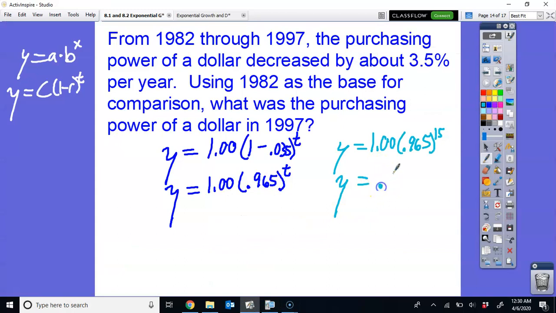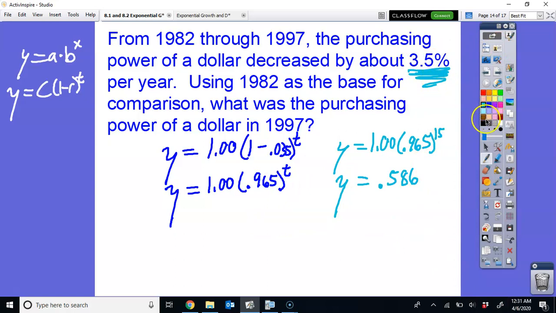0.586. So what does that tell me? Essentially, that tells me that my dollar is worth 58.6% or 58 cents of what it used to be, basically. So in 15 years, the dollar decreased by a pretty large amount. Even though it was only 3.5% per year, notice that it decreases pretty close to 50%. I mean, it's closer to 60% here, but that's a pretty drastic decrease, even though it's only 3.5% per year.